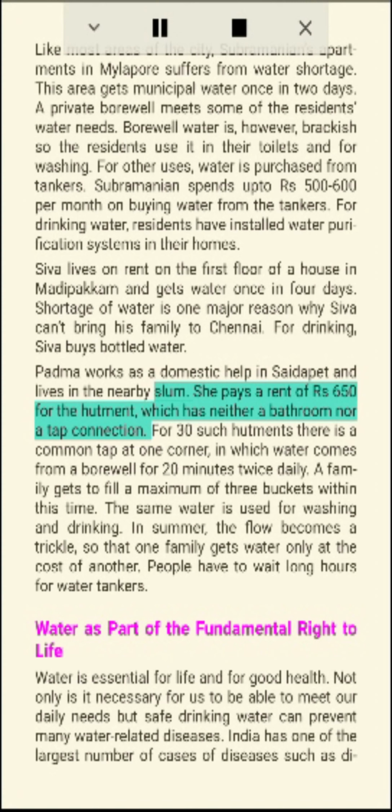Padma works as a domestic help in Saidapet and lives in the nearby slum. She pays a rent of 650 rupees for the hutment, which has neither a bathroom nor a tap connection. For 30 such hutments there is a common tap at one corner, in which water comes from a borewell for 20 minutes twice daily. A family gets to fill a maximum of 3 buckets within this time. The same water is used for washing and drinking. In summer, the flow becomes a trickle, so that one family gets water only at the cost of another. People have to wait long hours for water tankers.